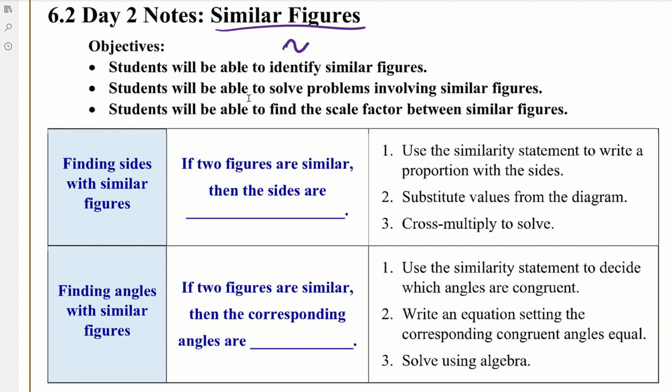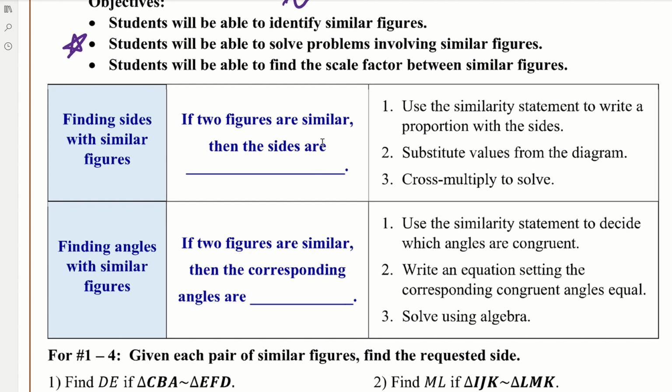We are going to be able to solve problems involving similar figures. This is probably the biggest part of today's unit. And we're going to look at finding the scale factor. Okay, finding sides with similar figures. If two figures are similar, then these sides are proportional. Okay, not congruent.